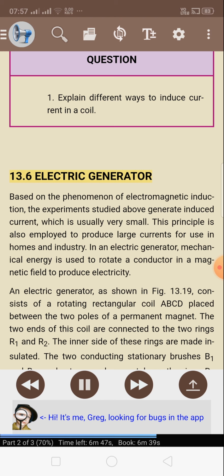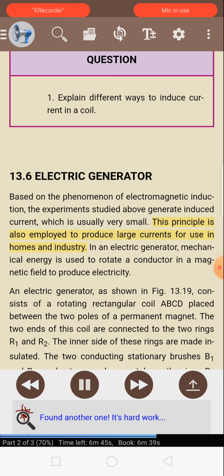13.6 Electric generator. Based on the phenomenon of electromagnetic induction, the experiments studied above generate induced current, which is usually very small. This principle is also employed to produce large currents for use in homes and industry. In an electric generator, mechanical energy is used to rotate a conductor in a magnetic field to produce electricity.